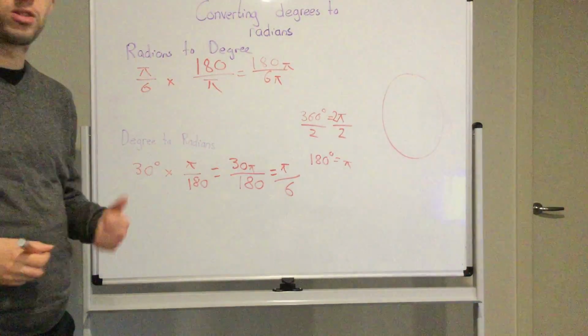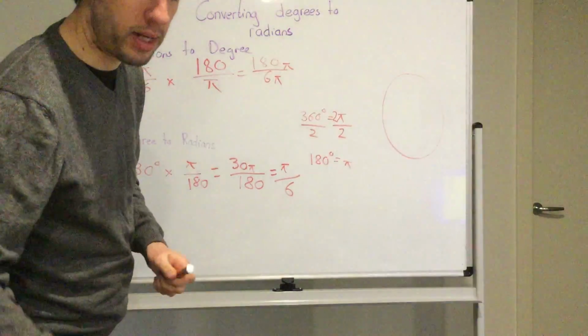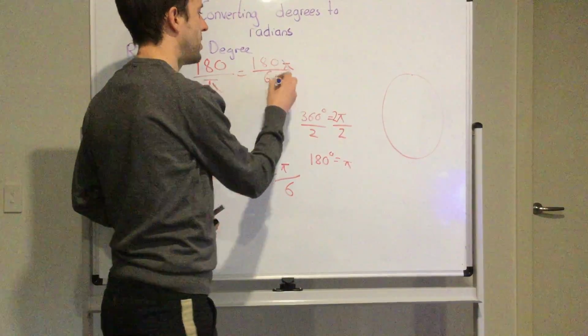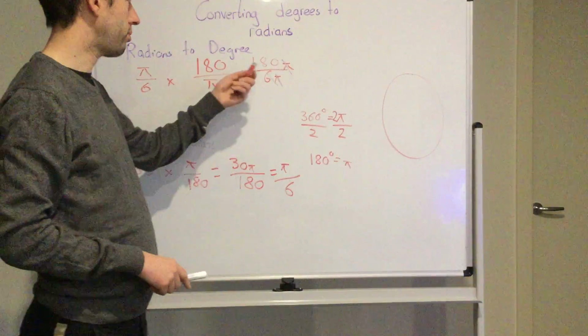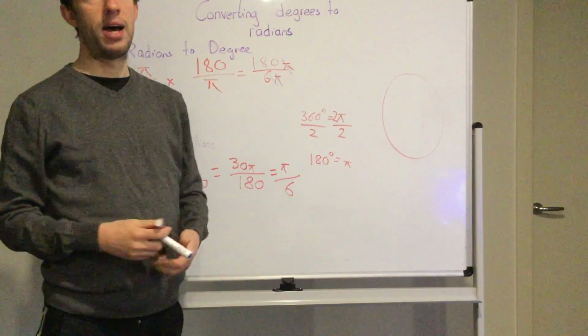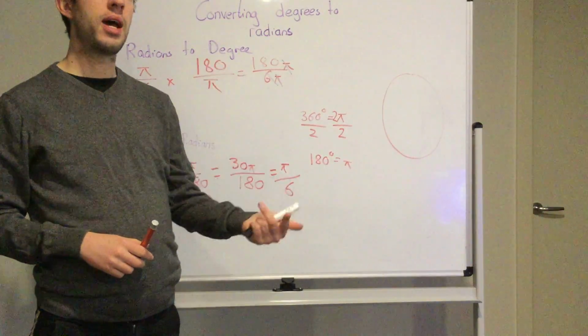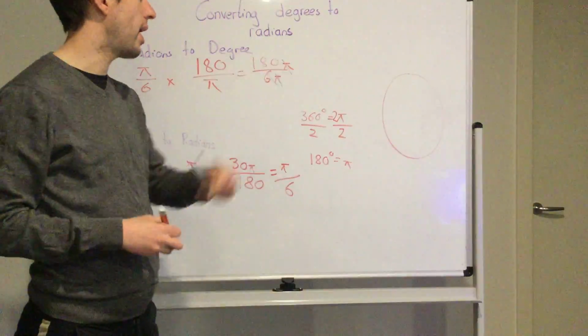Just remember we can cancel out now. So that just means the 2 pi's I can cancel out. And then I've just got 180 divided by 6. And we know that is 30. 30, 60, 90, 120, 150, 180.